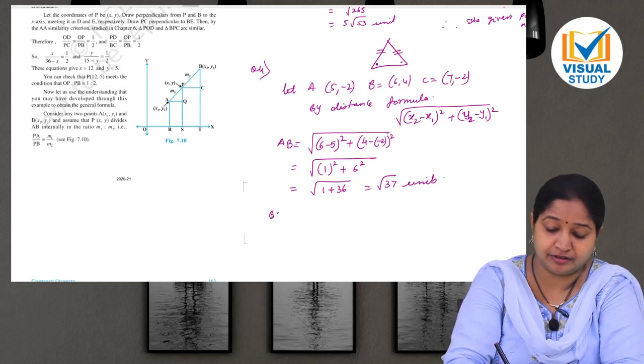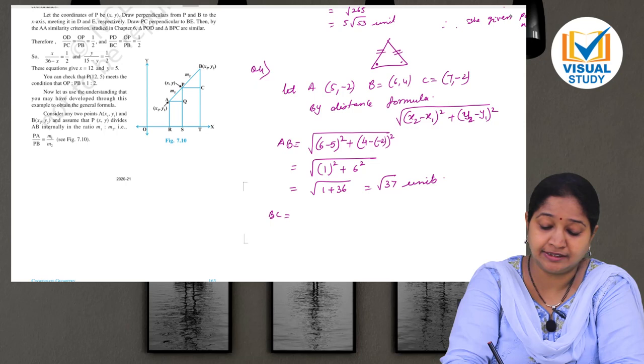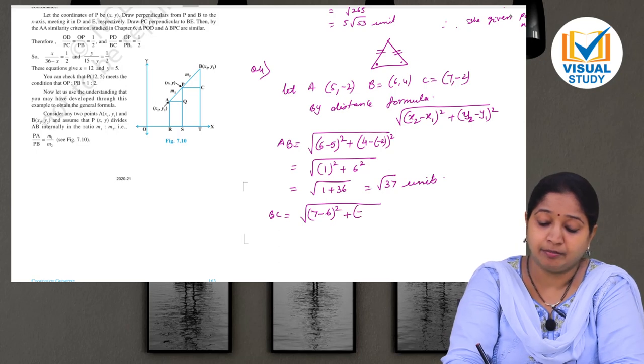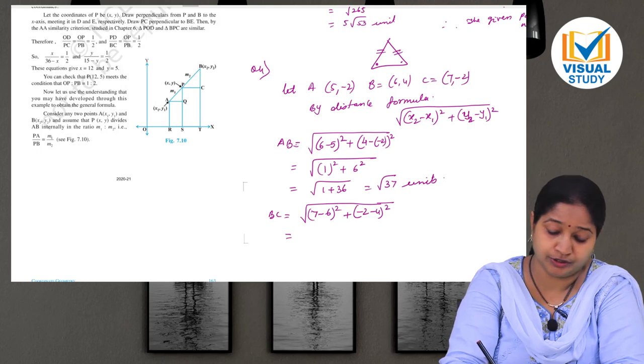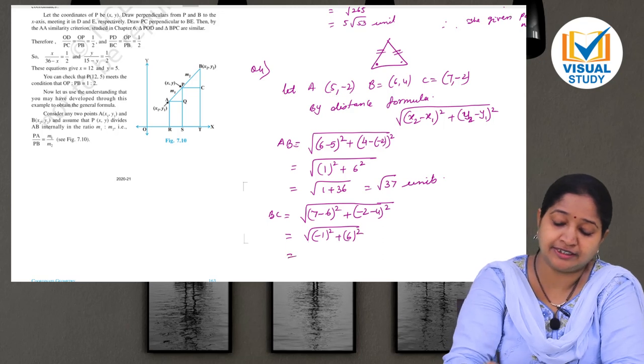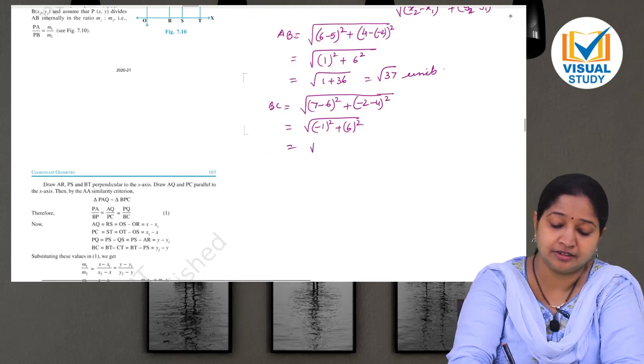What is your BC? That is (7 minus 6) whole square plus (minus 2 minus 4) whole square. Here also, minus 1 whole square plus 6 whole square, and you get the same thing. That is 1 plus 36 and that is root 37 units.